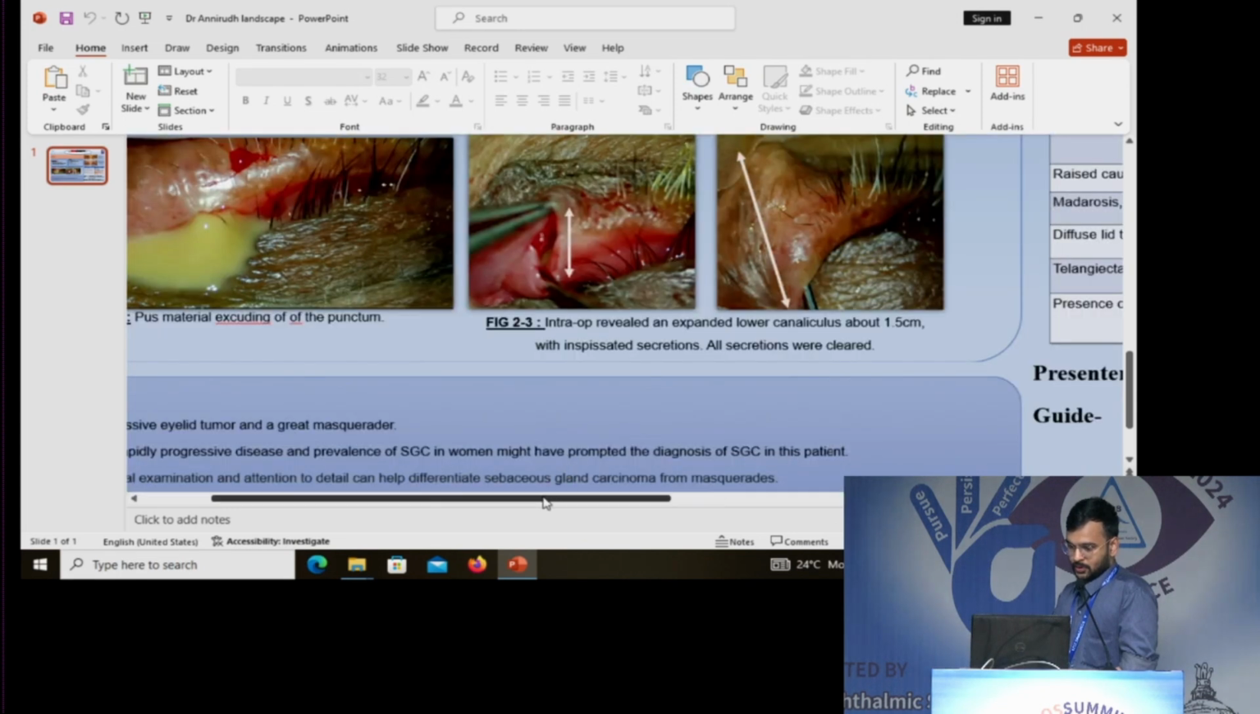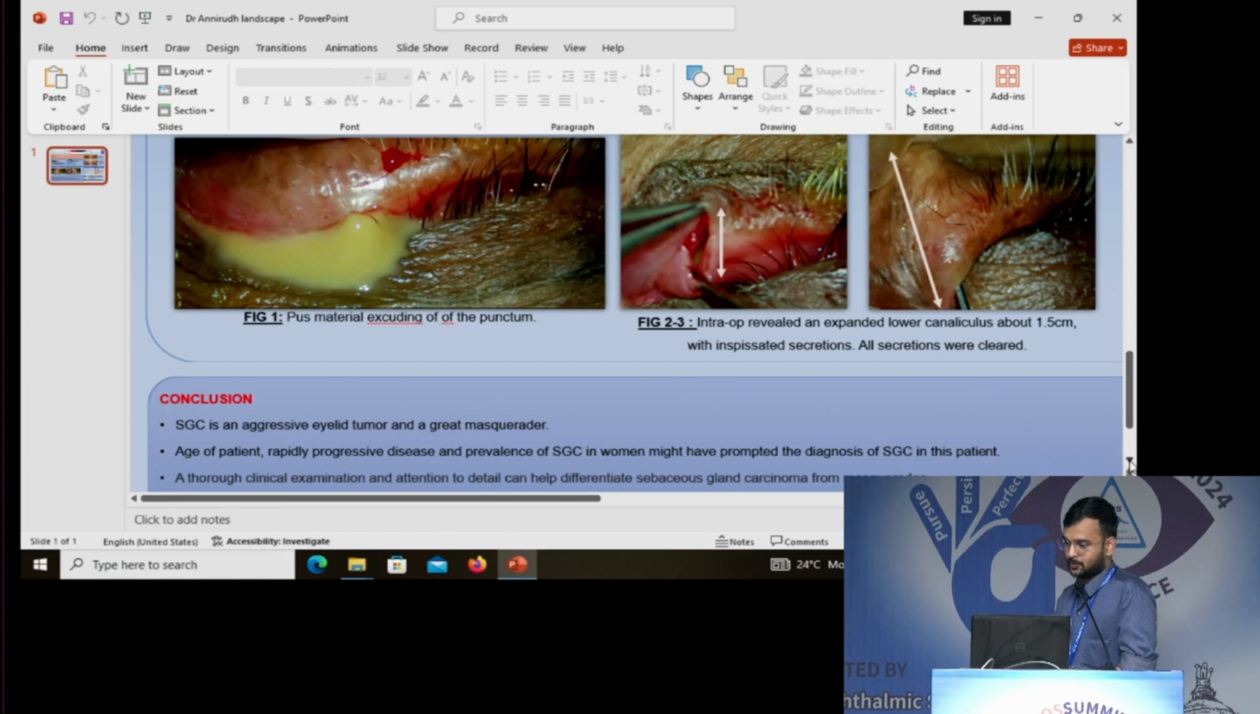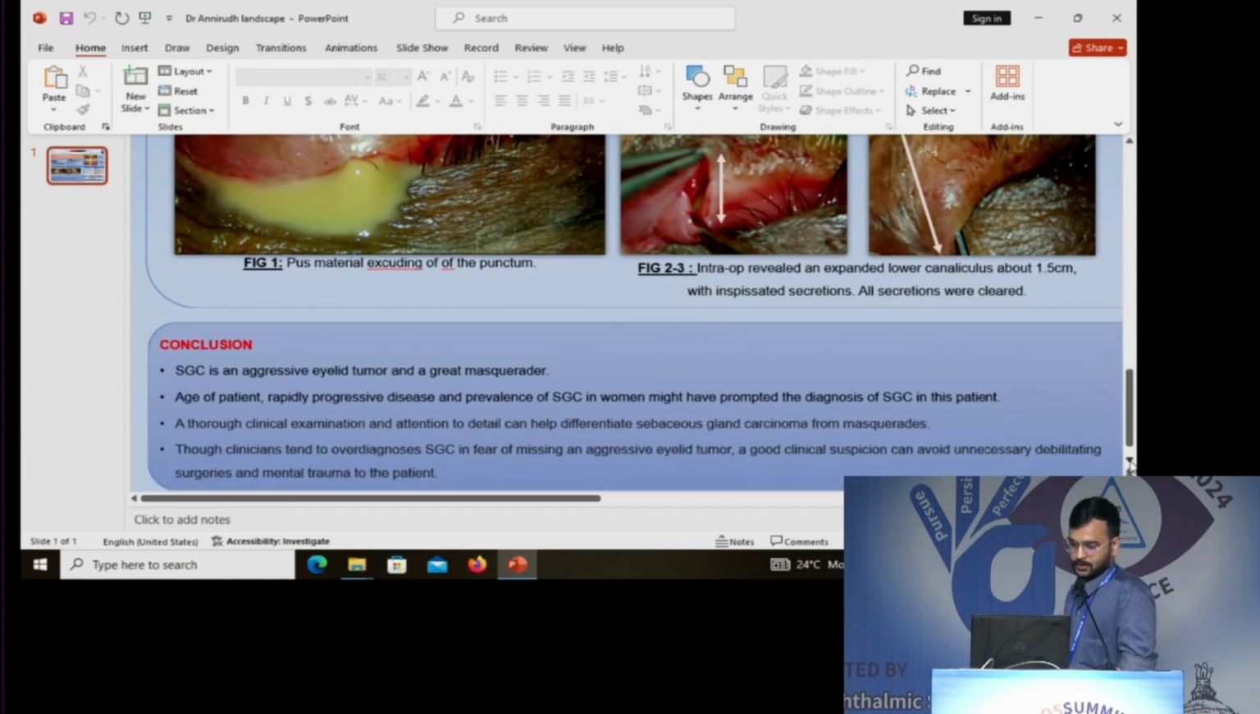To conclude, SGC is an aggressive eyelid tumor and a great masquerader. In this case, the age of the patient, rapid progression, and being an elderly woman might have prompted the diagnosis of SGC, but a thorough clinical examination and details of clinical features gave us the diagnosis of chronic canaliculitis. Clinicians tend to overdiagnose SGC because it's an aggressive tumor, so they don't want to miss it. So good clinical suspicion can avoid unnecessary debilitating surgery and mental trauma to the patient. Thank you.